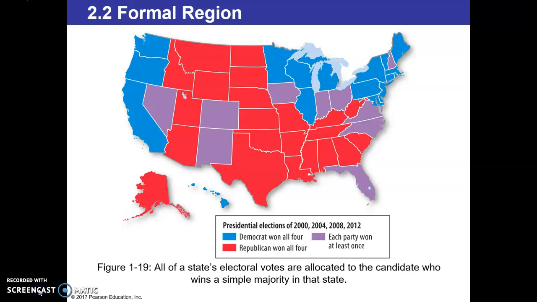Let's spend some time talking about formal region. The map you see here you can find on page 16 of your textbook, and it's figure 1-19. This map shows the 50 states and the direction in which these 50 states voted in the last 4 elections, not to include 2016. The blue states indicate Democratic won states. The red states include Republican won states, and the purple states indicate swing states, meaning that there wasn't one political party that won all 4 of those elections.